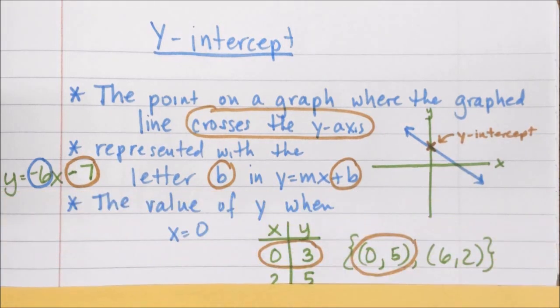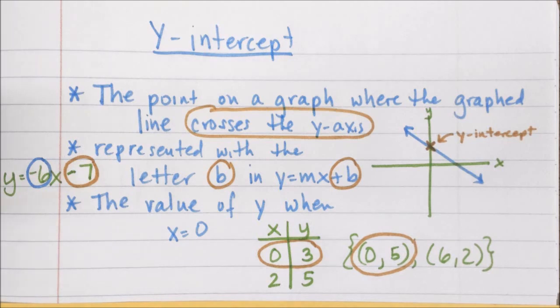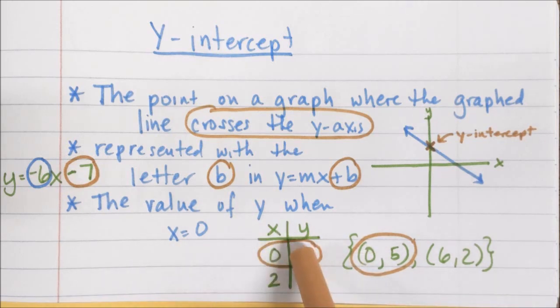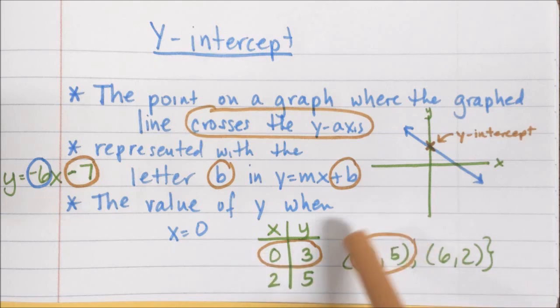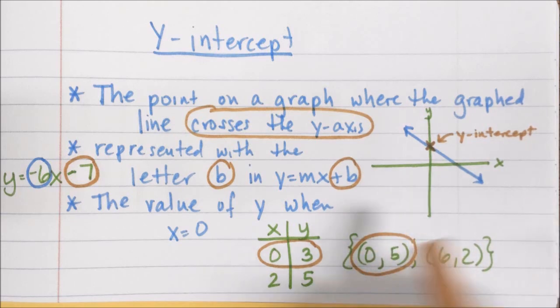The last one is the value of Y when x equals 0. So if we look right here in a table, we're going to look for the row where x is 0, and we're going to look for the y that matches it. So in this case, the y-intercept is (0, 3), or 3. In this set of ordered pairs, I'm going to look for the one that starts with 0 in the x, and then I'm looking for the y value. So in this case, the coordinate for the y-intercept is (0, 5). The value of the y-intercept in an equation would be 5.